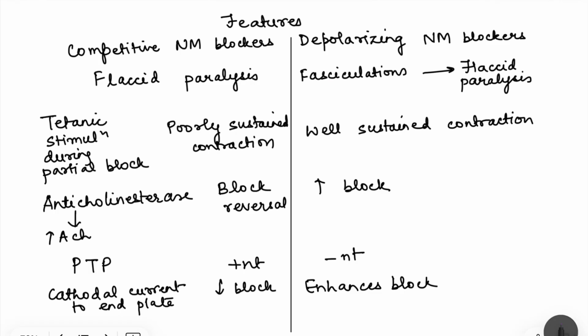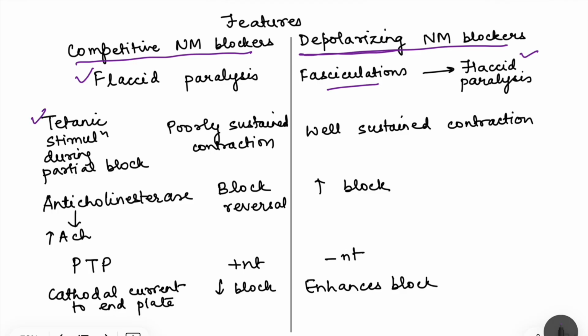Now what are the features which we see in competitive neuromuscular blocker paralysis and depolarizing neuromuscular blocker paralysis? So I told you competitive means they just bind to the N-acetylcholine receptor, there is no stimulation. Depolarizing neuromuscular blockers bind, they stimulate as well. So in competitive neuromuscular blocker, we see only flaccid paralysis, while with depolarizing neuromuscular blocker, we see initially fasciculations and then there is flaccid paralysis.